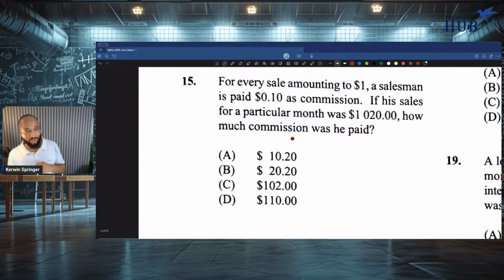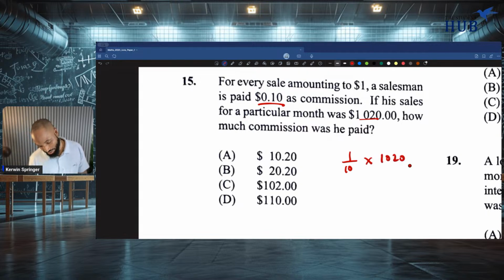For every sale amounting to $1, a salesman is paid 10 cents. If his sales for a particular month is this, so 10 cents, now you get 1/10 of everything here. So I basically just want 1/10 of the 1020. And that just means move the decimal point like that. So the answer is going to be C.